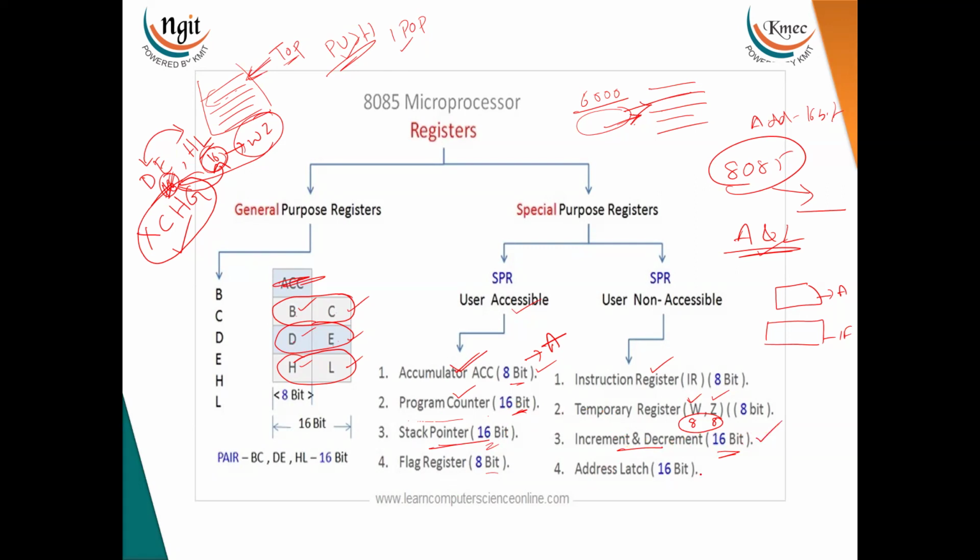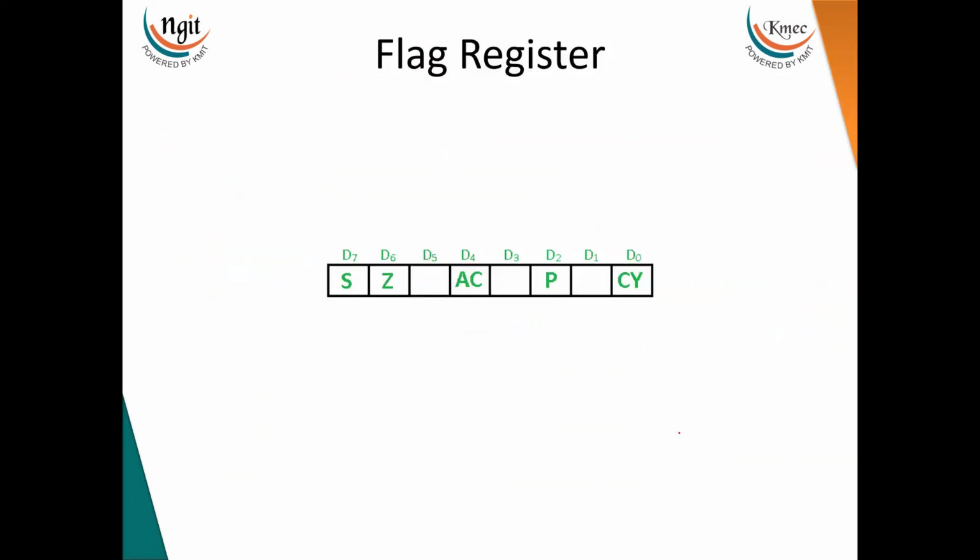And address latch means what? It will hold the address. At the time of increment and decrement, it will hold the address of the program counter or stack pointer, and it will increment and decrement. Otherwise, whenever the microprocessor sends an address, that address will be held by the address latch register. Now this is about the different registers in the 8085. Now we will see the flag register.